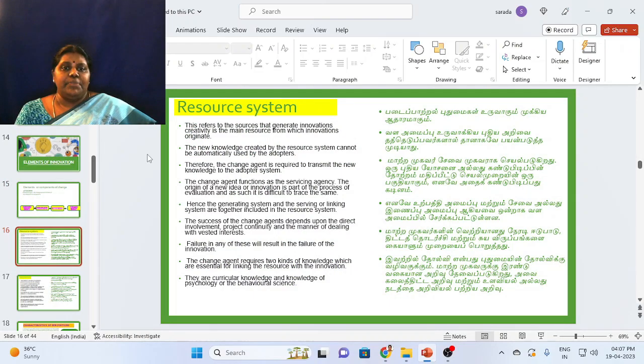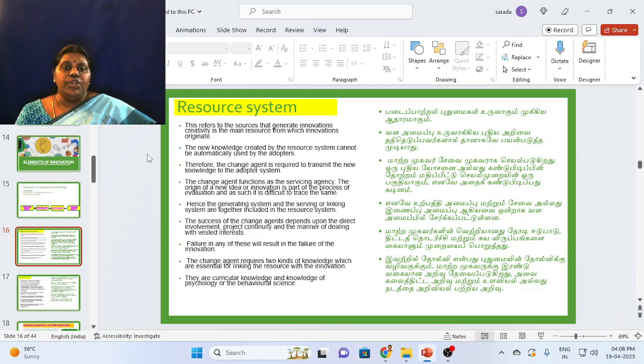First, we will discuss the element resource system. This refers to the source that generates innovation. Creativity is the main resource from which innovation originates. The new knowledge created by this resource system cannot be automatically used by the adopters. Therefore, the change agent is required to transmit the new knowledge to the adopter system. The change agent functions as the serving agency.